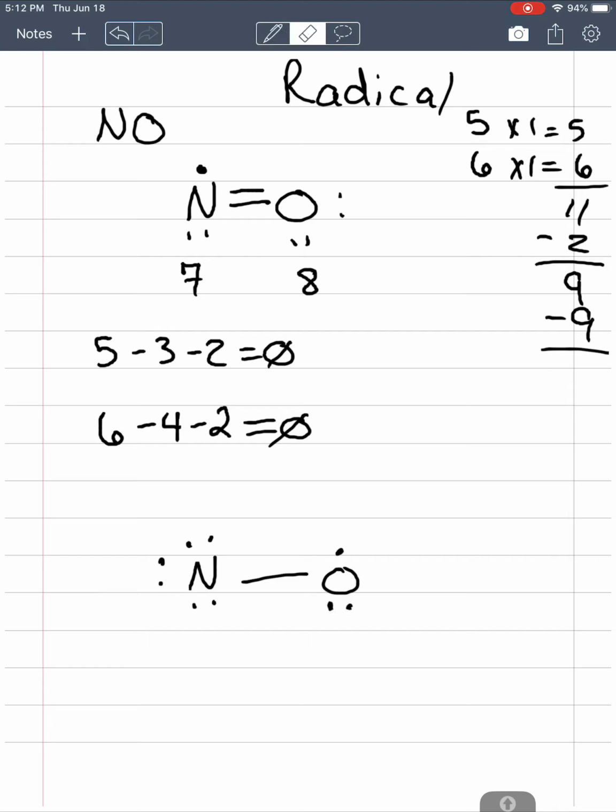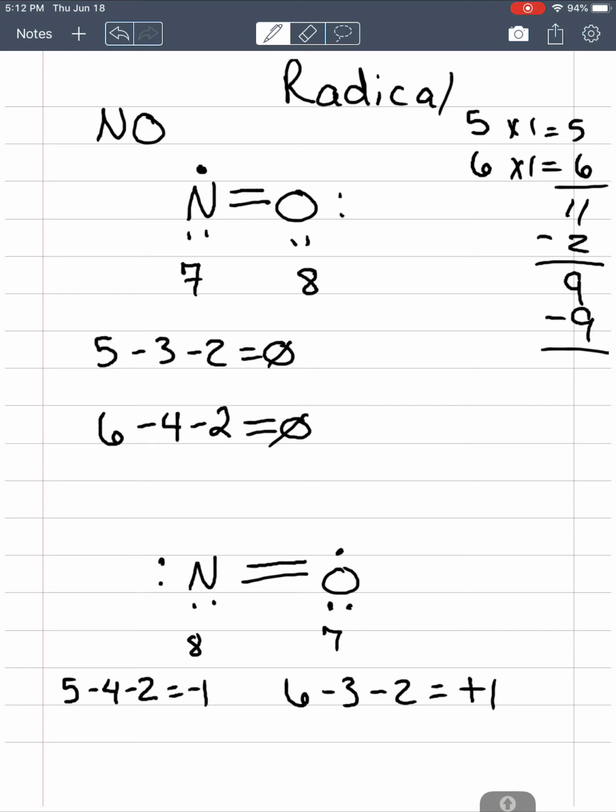Where we start like this, and then we make a double bond, and we count up. Nitrogen has 8, oxygen this time has 2, 4, 6, 7. So that is 7 electrons surrounding it. So let's do the formal charge for the oxygen. The oxygen is 6 valence minus 3 lone pair minus 2 bonds, which is plus 1. Nitrogen is group 5 minus 4 lone pair minus 2 bonds. That's -1. So this would be -1 and this would be plus 1.